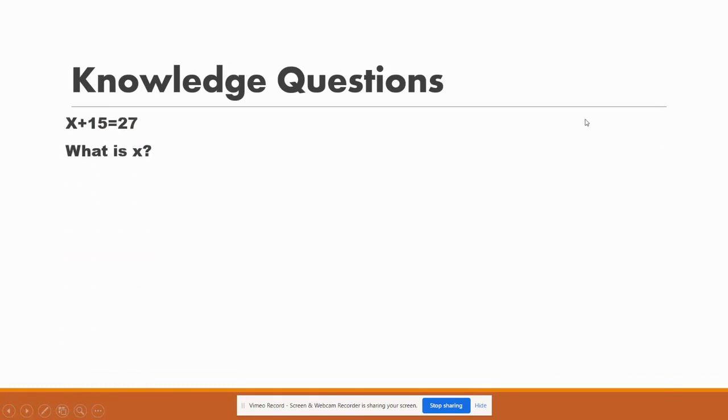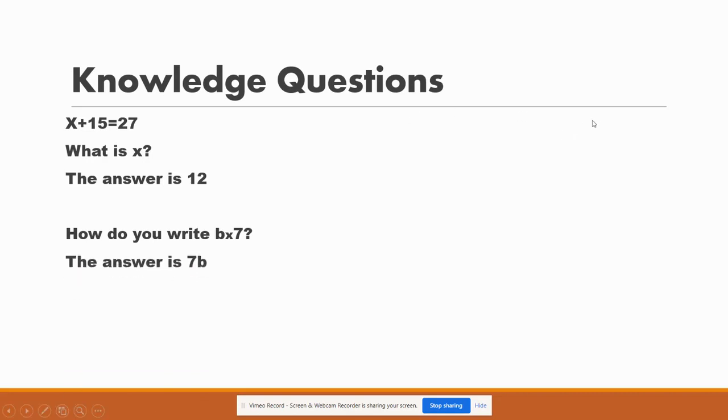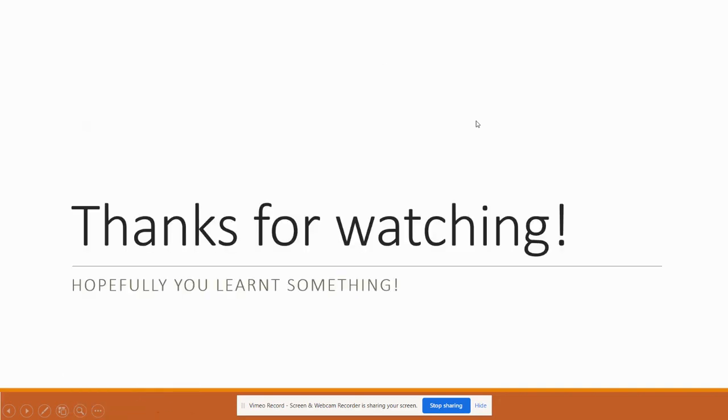x plus 15 equals 27. What is x? Your answer is 12. How do you write b times 7? Your answer is 7b. What is b squared v divided by bv? Your answer is b.